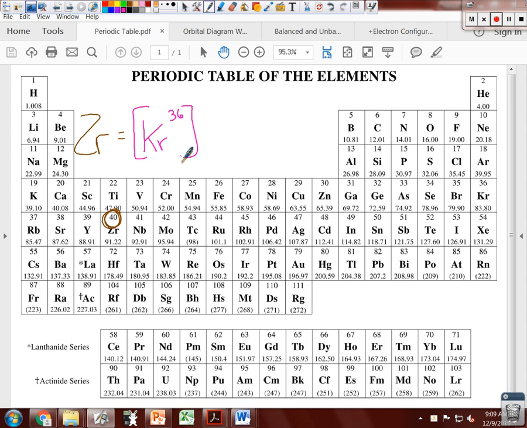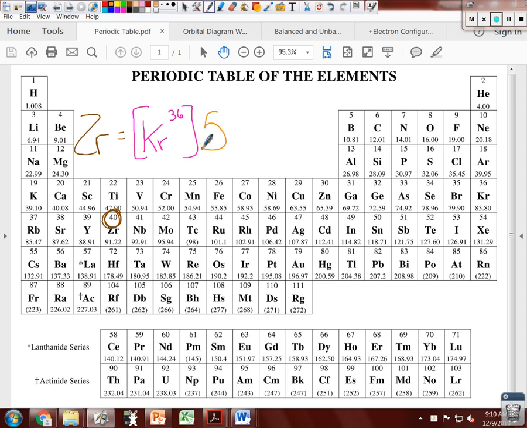Okay? All right. Everybody good? We're doing zirconium. We're trying to find the noble gas configuration. So we found the previous noble gas is krypton, and what comes after number 36? Rubidium, which is number 37. So what is the electron configuration starting here?